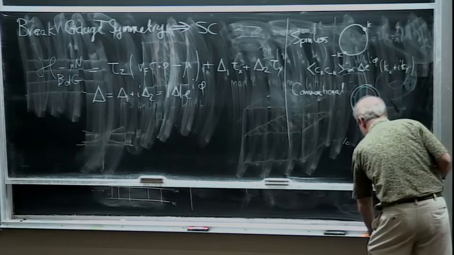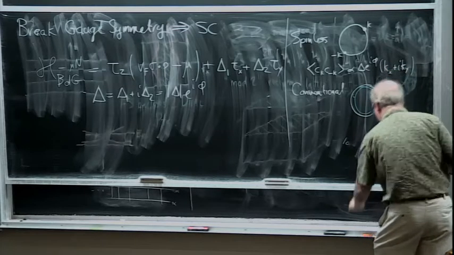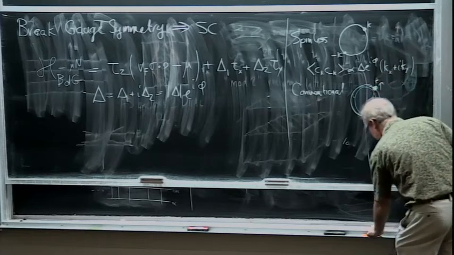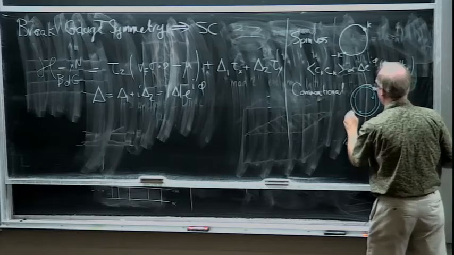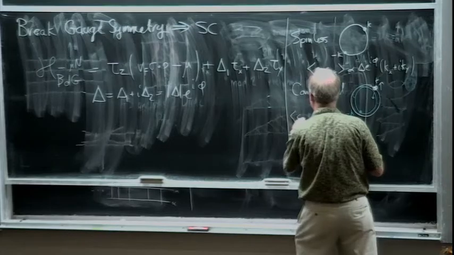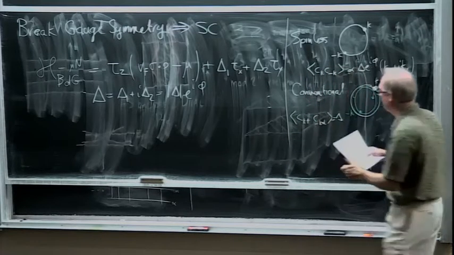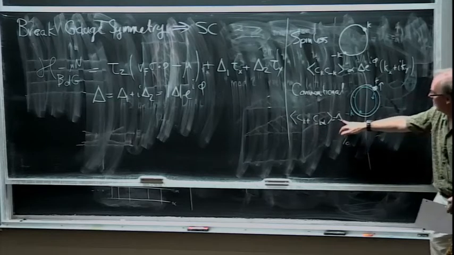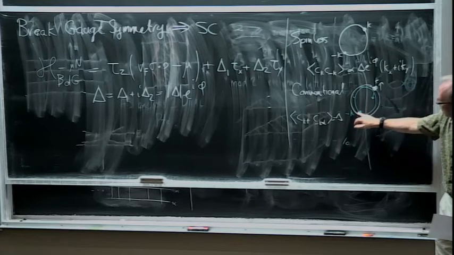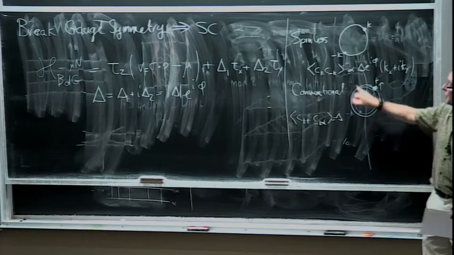Okay, so you have the down spins and the up spins, and there you're pairing an up spin electron at K with a down spin electron at minus K. Okay, and so then you can have C_K up C_minus K down equal to delta, and that's something there. You can have singlet pairing, K and minus K. But this requires twice as much Fermi surface as this.